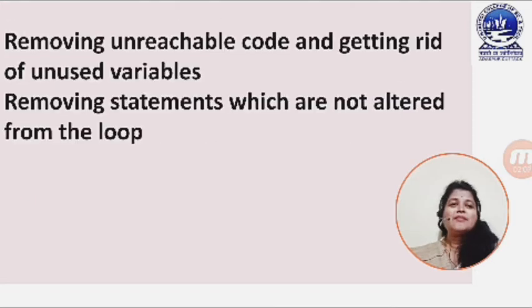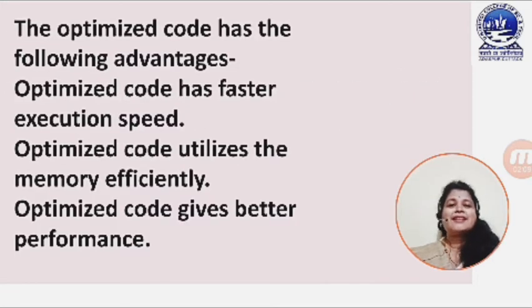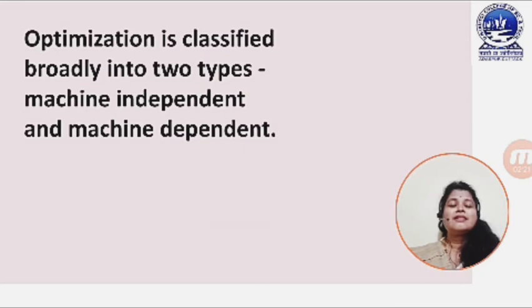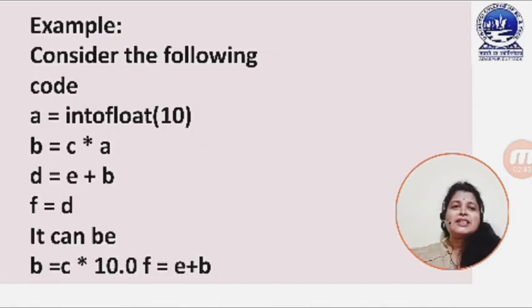I have already mentioned some advantages of code optimization. It improves the execution speed, it uses memory efficiently, it gives better performance, and overall we may say that it improves the performance of program execution. Now we will discuss how the optimization takes place. There are two different types of code optimization: machine independent and machine dependent.